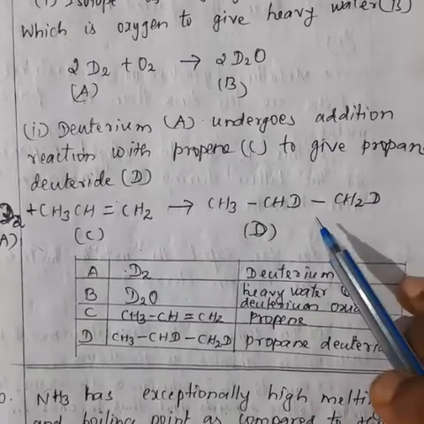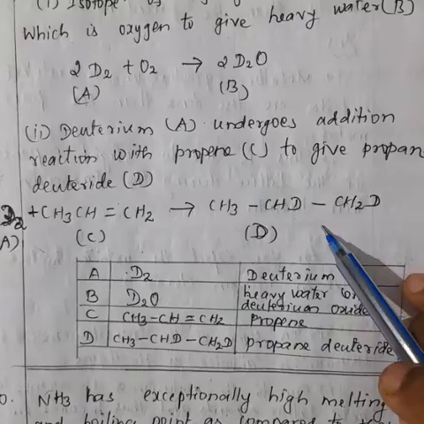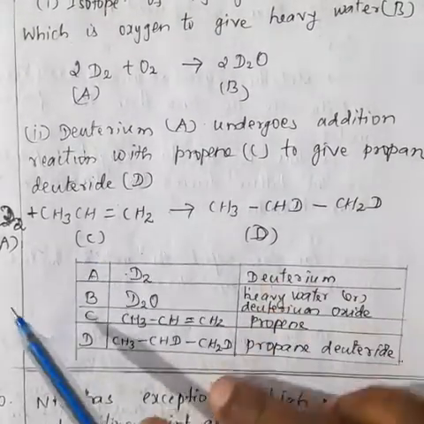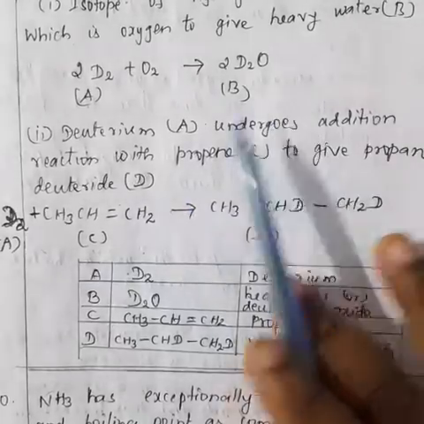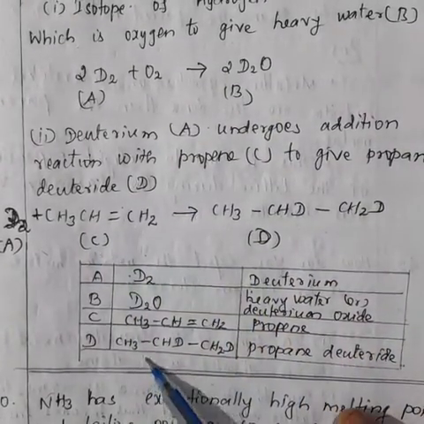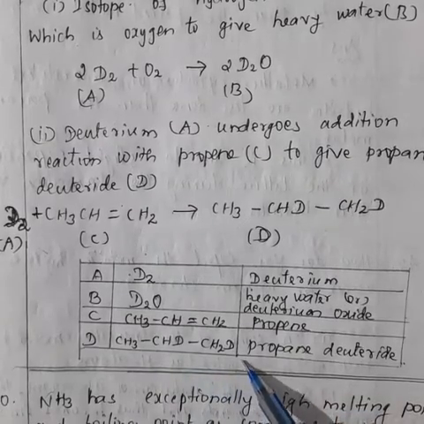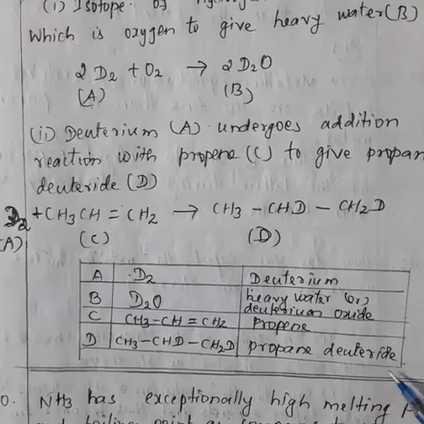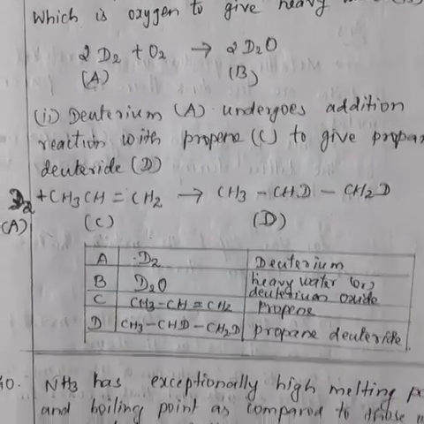This is the compound D. So A means D2, deuterium; B means D2O, that is heavy water or deuterium oxide; C means CH3, CH double bond CH2, propene; and D means CH3, CHD, CH2D, propane deuteride. Okay, propane deuteride. And question number 40.